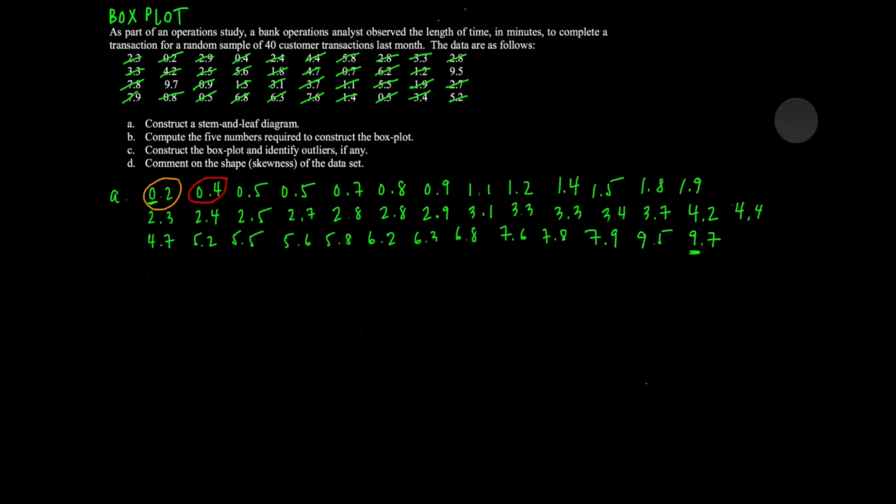So now let's move on to question B, where we're going to compute the 5 numbers required to construct the box plot. What are those 5 numbers? So I'm going to put them right here in the top. This is either called the 5-number summary, the 5-point summary, or sometimes actually I should say, you'll see the 5 star points for the box plot. So what is the 5-number summary?